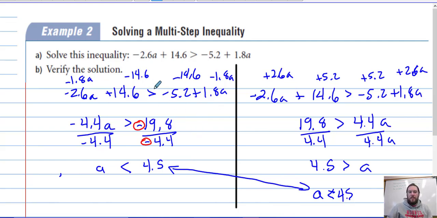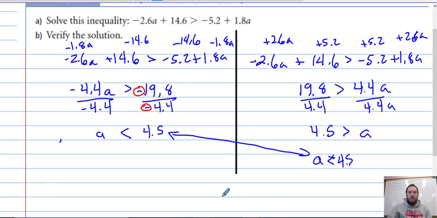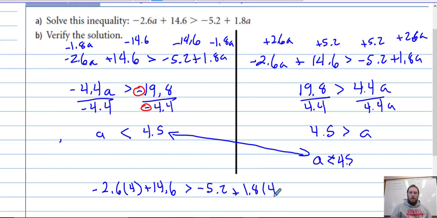Perfect. So then it's asked me to verify my solution. So again, how do I verify? Well, I take a number that now satisfies this new inequality and I plug it back into my original equation. So I'm going to plug it back into my negative 2.6a plus 14.6 greater than negative 5.2 plus 1.8a. So if we wanted to pick a number that's less than 4.5, let's pick 4 and see what happens. So I get negative 2.6 times 4 plus 14.6 greater than negative 5.2 plus 1.8 times 4.